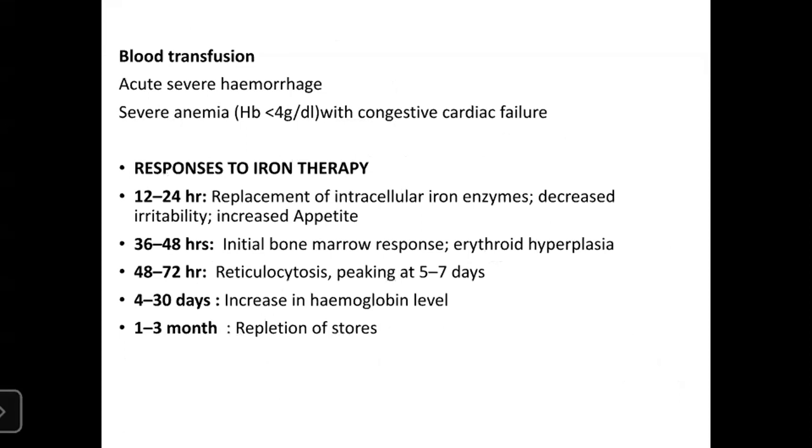So blood transfusion should be done in case of acute severe hemorrhage. If there is severe anemia leading to congestive heart failure, or the hemoglobin level is less than 4 grams per deciliter, blood transfusions should be done in those cases.